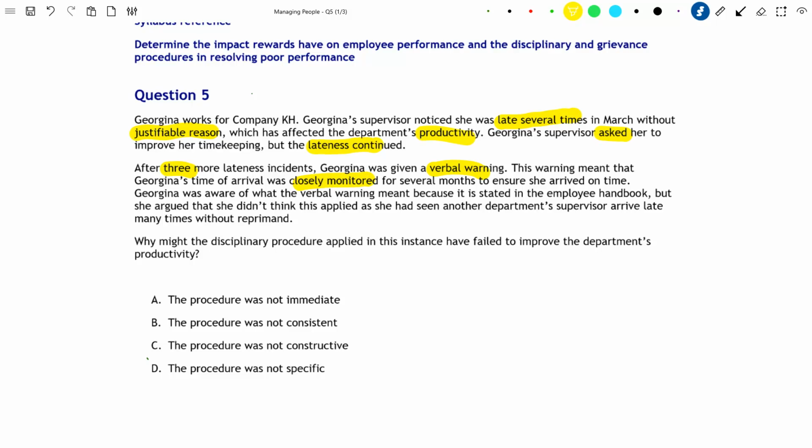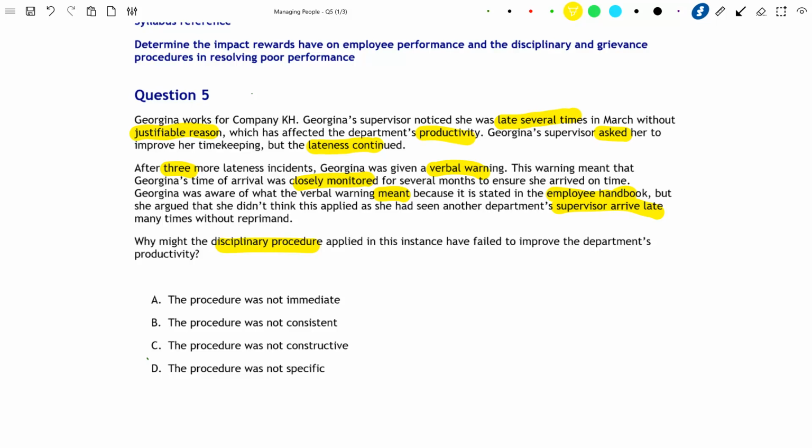would arrive on time. We also know that Georgina knows what the verbal warning means because it's in the employee handbook, and she's argued that she didn't think it applied to her as another supervisor would always arrive late and not be punished. And then we have our requirement line after that big scenario. Why might the disciplinary procedure applied in this instance have failed to improve the department's productivity?